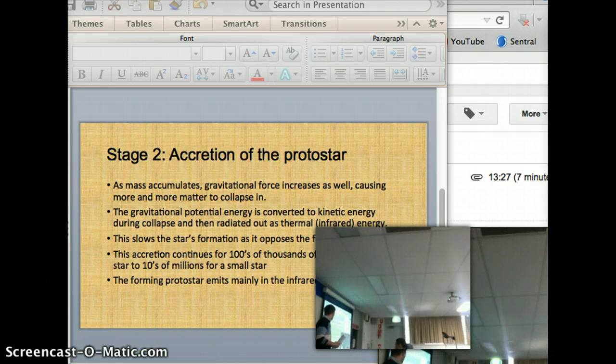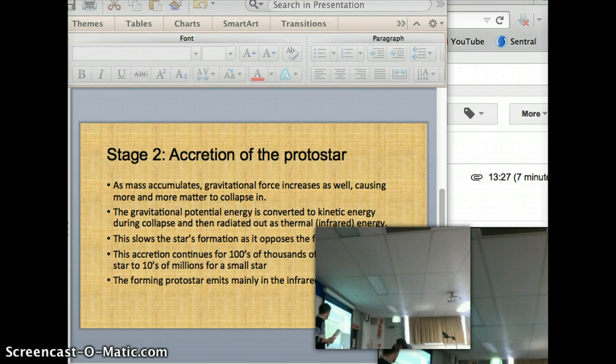So the second stage is the accretion of the protostar. As the mass accumulates, the gravity of the central point begins to increase, so it accretes at a faster and faster rate. As these particles rush in, they're losing their gravitational potential energy and converting it to kinetic energy. That kinetic energy then gets converted into thermal or infrared energy, which is radiated back outwards. This energy opposes the force of gravity inwards, so that slows down the rate of accretion, but not so much as to stop it from occurring.